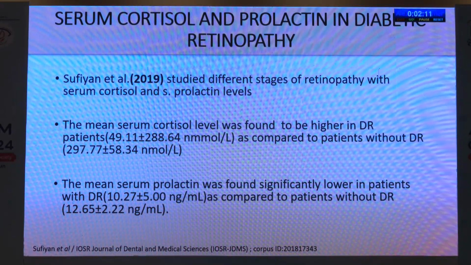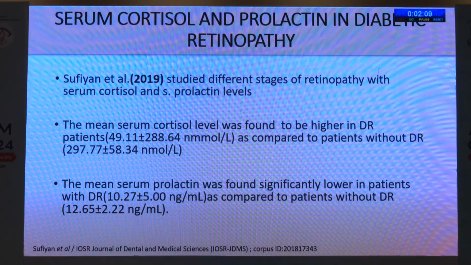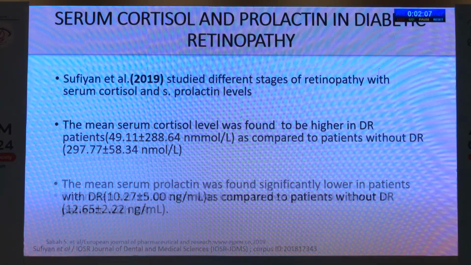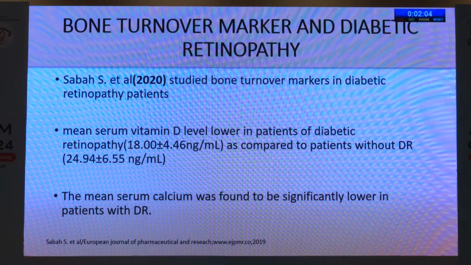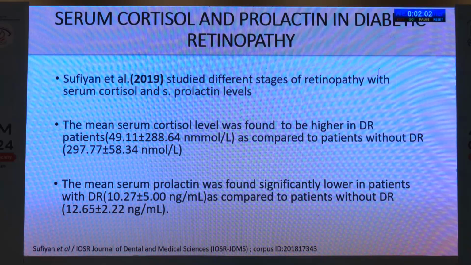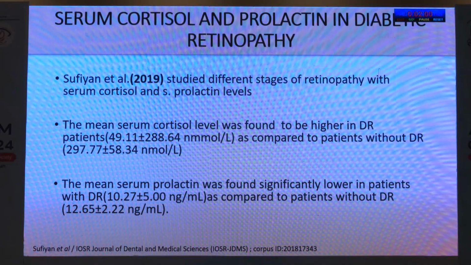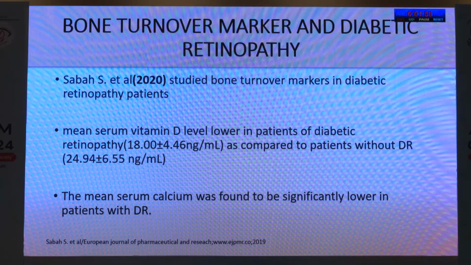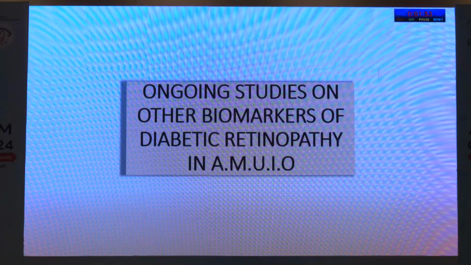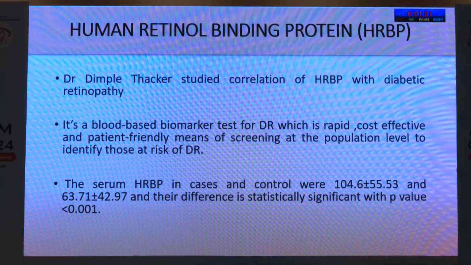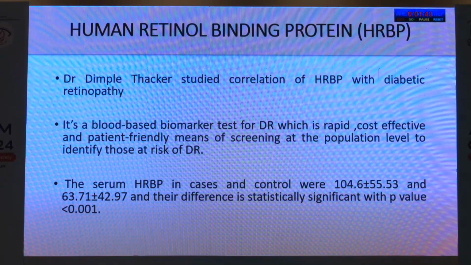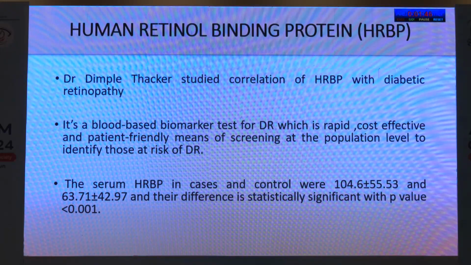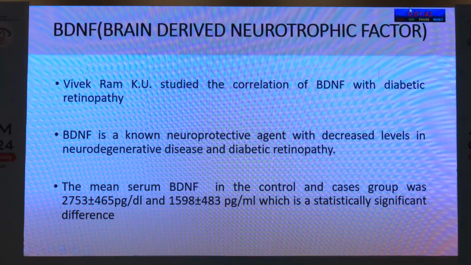Same with serum cortisol, we saw higher serum cortisol associated with diabetic retinopathy, and lower prolactin associated with a higher incidence of diabetic retinopathy. Again, hypocalcemia was associated with diabetic retinopathy. We have to give calcium supplements. These are some of the other studies which are ongoing. These are some insulin growth factors and inflammatory markers like HRBP. This is a very interesting study about brain-derived neurotrophic factor.